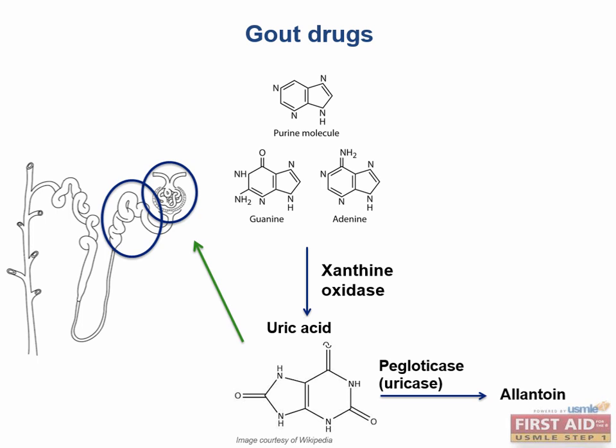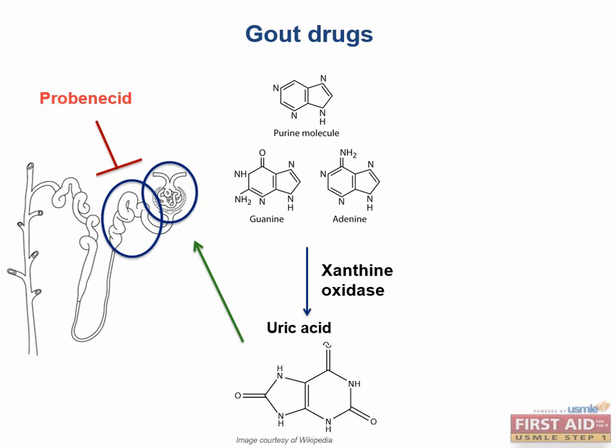Pegloticase is a very interesting drug because it is a recombinant version of a gene that we lost during evolution over the eons. It is a recombinant uricase, and it metabolizes uric acid into a more water-soluble product, allantoin. Animals still have this gene, and there are a lot of theories out there about why humans lost uricase throughout the course of evolution.